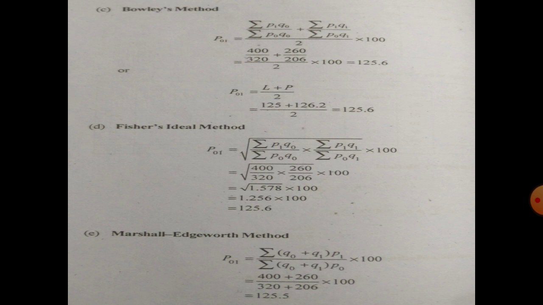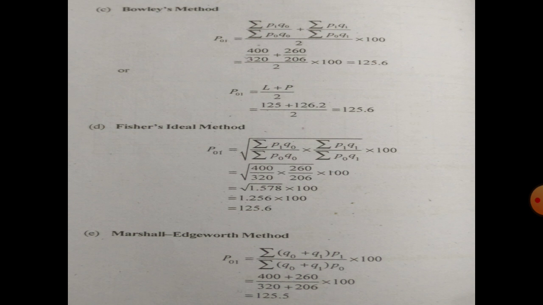The last one is the Marshall-Edgeworth method, that is P01 is equal to, in the numerator, summation of P1 Q0 plus summation of P1 Q1, divided by summation of P0 Q0 plus summation of P0 Q1. Then we substitute directly: 400 plus 260 divided by 320 plus 206, into 100. That is equal to 125.5.